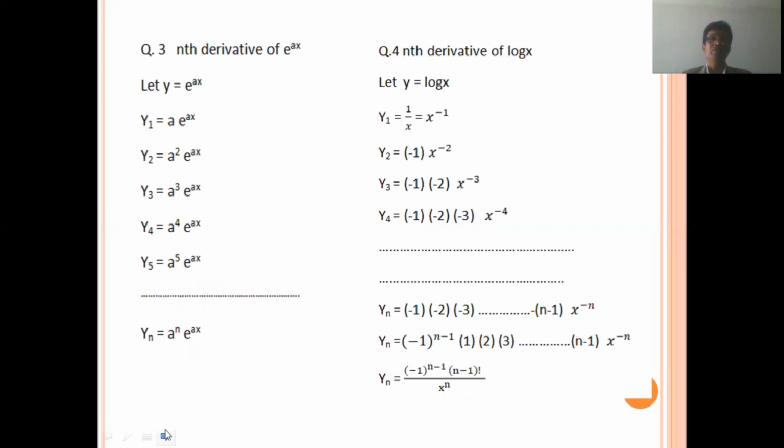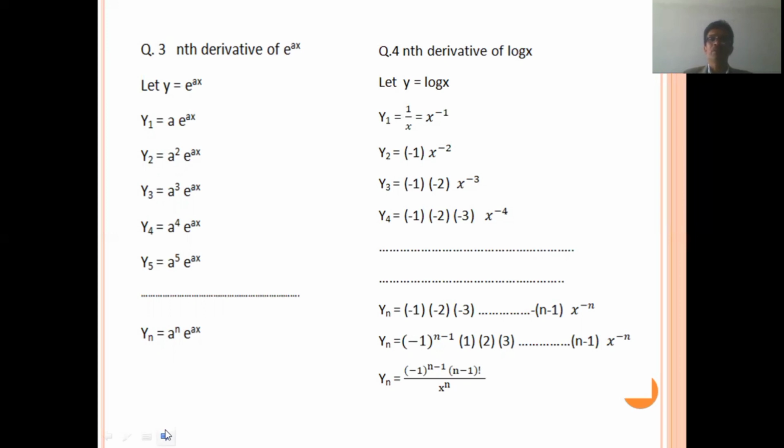Now we can take the next example: the nth derivative of e to the power ax. Let y be equal to e to the power ax. The first derivative of e to the power ax is equal to a into e to the power ax. Now find the second derivative: a is constant, and again the differentiation of e to the power ax gives a into a e to the power ax, equal to a squared e to the power ax. Similarly, y3 is equal to a cubed e to the power ax, y4 equal to a to the power 4 e to the power ax, y5 equal to a to the power 5 e to the power ax. So yn is equal to a to the power n e to the power ax.